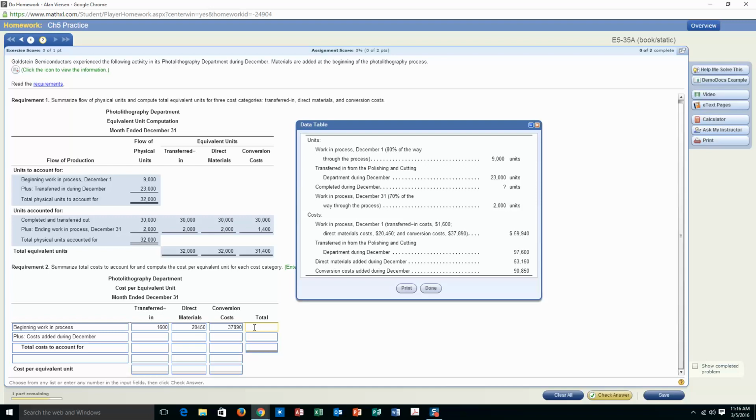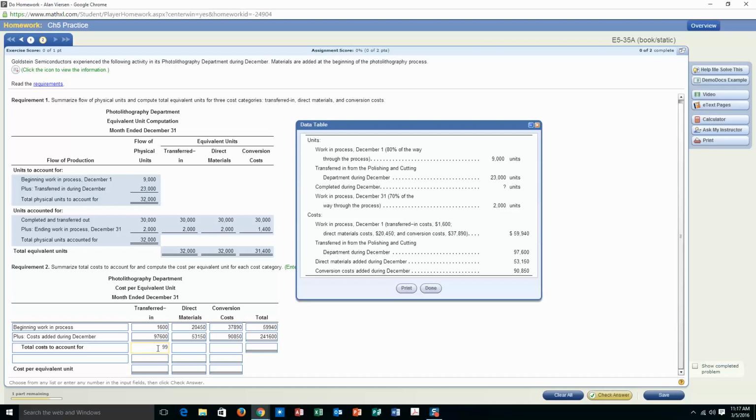The total is 59,940. And then I take a look at the second. Now the costs that were added, they give me all of the costs that were added right here. And those costs that were added will be transferred in costs of 97,600, 53,000. Again, I'm just using the table to get these numbers. And then 90,850. And the total for all of those costs are 241,600. And again, you can use the calculator, which is fine.